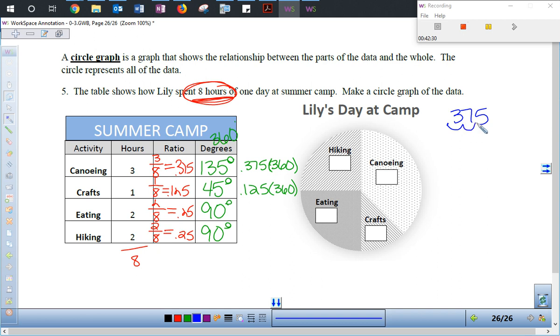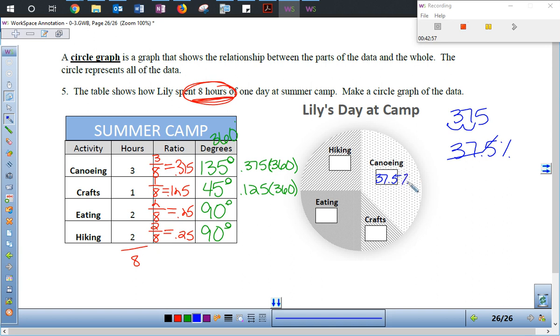So 0.375 is actually 37.5%. So we need to take this here and put it into the box for canoeing. That's going to say she spent 37.5% of her day canoeing. So we can come here and say 37.5, and don't forget your label. That's very important, percent.